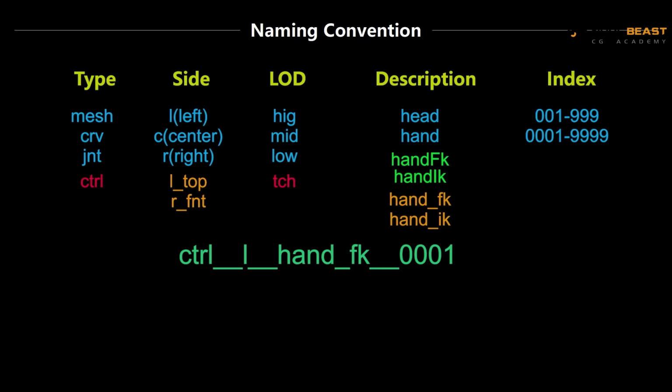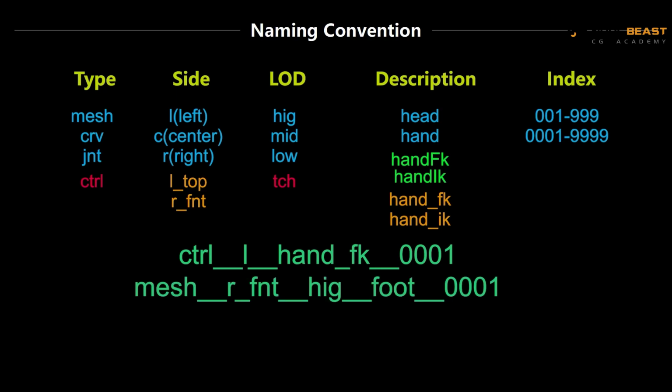Or let's say the right front foot high-res mesh. We can write it as mesh, double underscore, R underscore, F and T, then double underscore. And since it's a model, we'll add level of detail. It's a high-res model, so we add HIG for high. The next is foot, followed by double underscore and 0001.